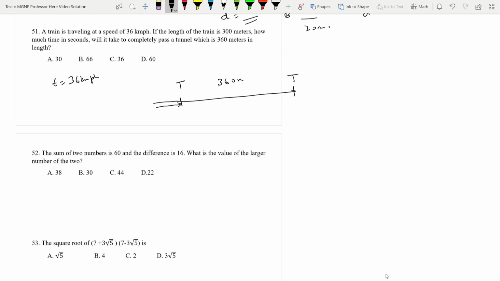an additional 300 meters, so that it is completely out of the tunnel. So 360 plus 300, 660 meters has to be traveled. The speed of the train is 36 km per hour. To convert it into meters per second, all we have to do is multiply it by 5 by 18, which gives 2 into 5 is equal to 10 meters per second. So the time taken for the train to completely pass through the tunnel will be T is equal to 660 divided by 10, gives 66 seconds. So the answer is option B.